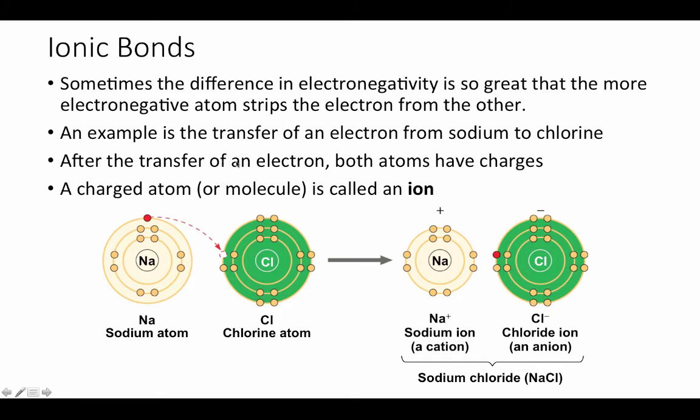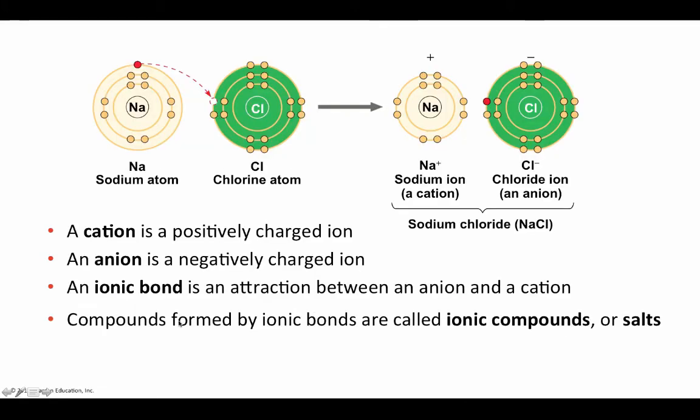So after the transfer of that electron, both atoms have a net electrical charge, and a charged atom or molecule is called an ion. So this is a positive ion and a negative ion. We call a positively charged ion a cation, and we call the negatively charged ion an anion. And the interaction between these two is due to opposite charges attracting each other. So these are going to get close to each other just because of the opposite charge. We call this an ionic bond.